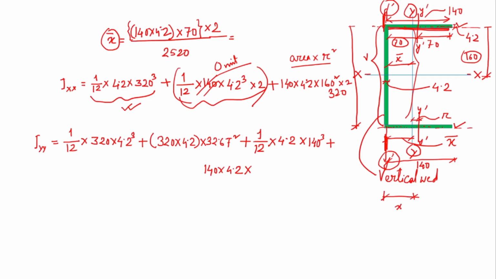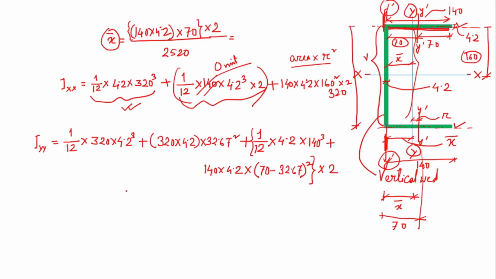We know about the x bar and we know this distance is 70. So it is multiplied by 70 minus x bar, which is 32.67 square. Again, from here to there we have calculated the moment of inertia of the horizontal part of the weld for the top or for the bottom. If I multiply it by 2, I shall get it for both top and bottom.